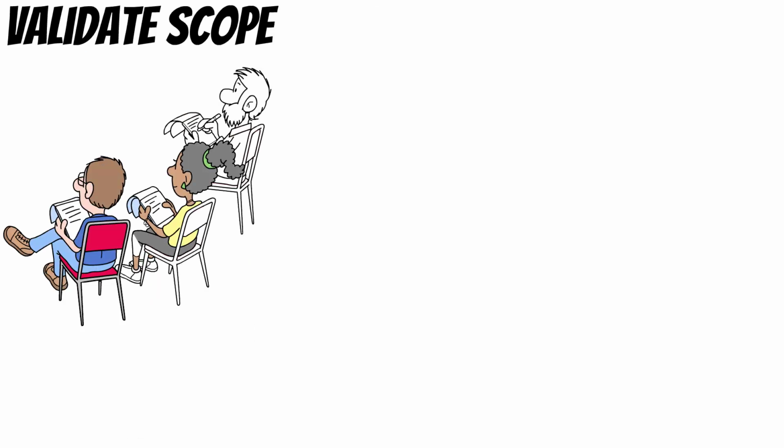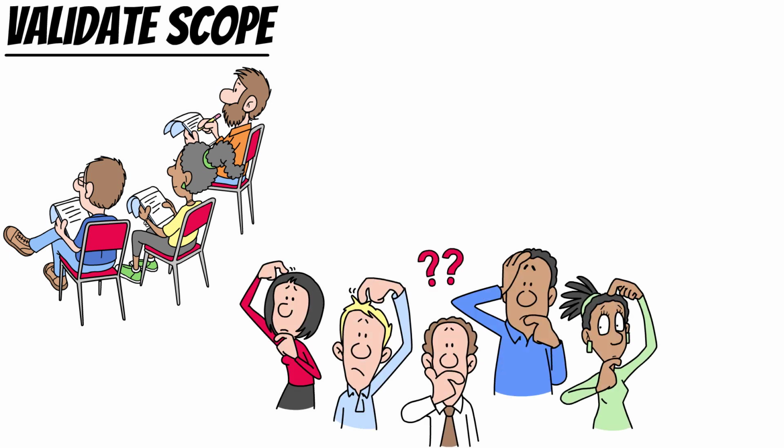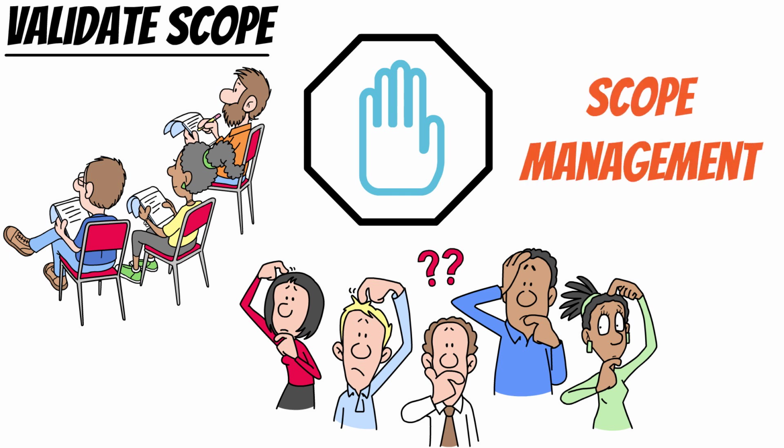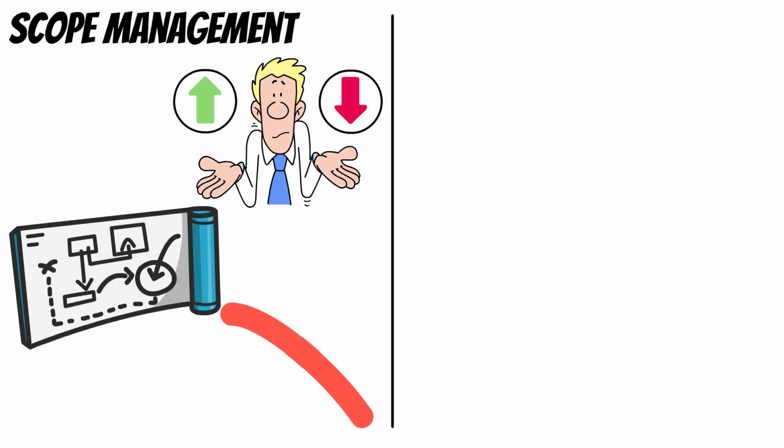Validate scope. Today we're talking about one of the most satisfying, yet sometimes frustrating processes in scope management. Before we dive in, let's do a quick refresher on scope management. Scope management is all about defining and controlling what's included in a project, and just as importantly, what's not included.